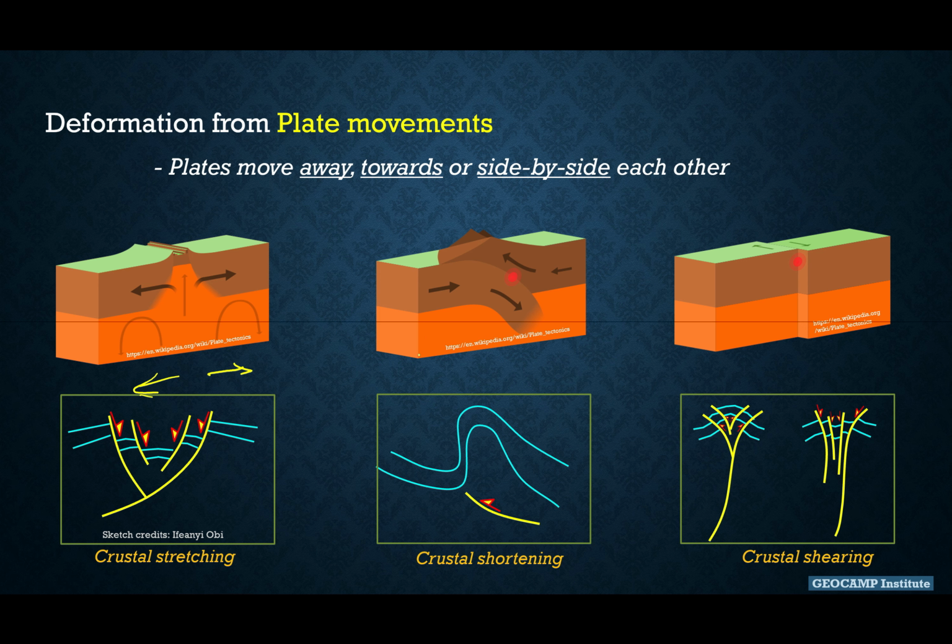In the second scenario, you have two plates coming to each other, so there's shortening of the crust, and when that happens, first of all, there's a lot of heating or melting that happens at the interface, where the continental crust is right on top of the oceanic crust. In that interface, there's a lot of heat produced, and that creates a bunch of eruptions in the form of volcanoes and all that.